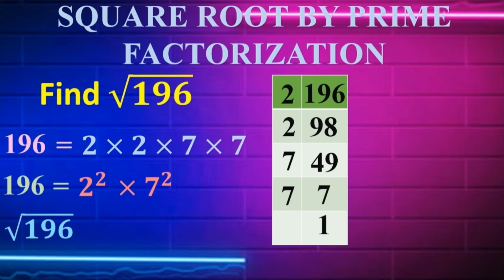Hence, the square root of 196 will be equal to 2, we picked 1 of 2, times 7, we picked 1 of 7. 2 times 7 is equal to 14. Hence, the square root of 196 is equal to 14. Very simple.